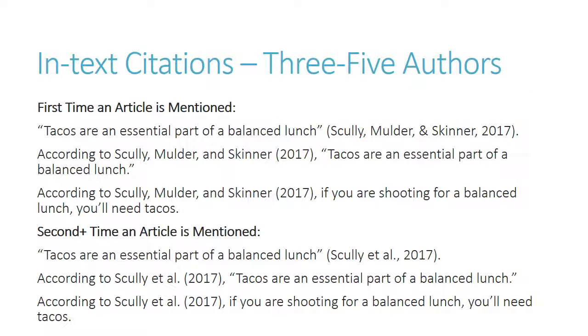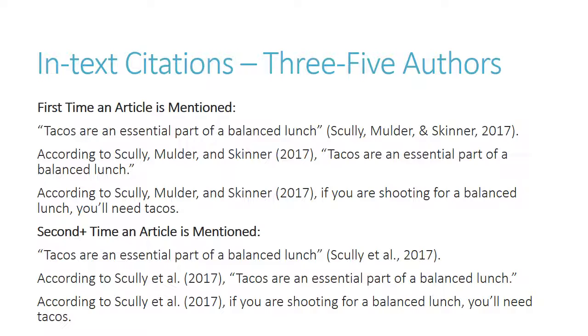From 2 authors, we move to 3 to 5 authors, so 3 or 4 or 5 authors. Up top, we're going to talk first about what happens when an article or any piece of material is referenced for the first time with 3 to 5 authors. So here we see Scully, Mulder, and Skinner. Again, the same rules about ampersands apply. If it's all together in parentheses, as in example 1, we're going to use an ampersand. If it's not, and the audience is to read those names aloud, we're going to use the word and, as in examples 2 and 3 below.